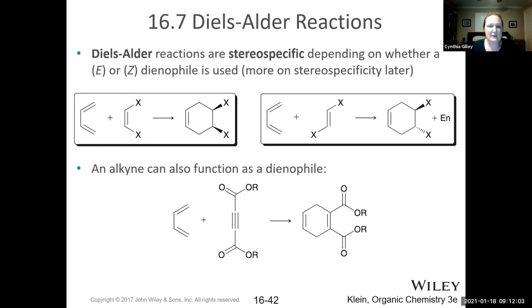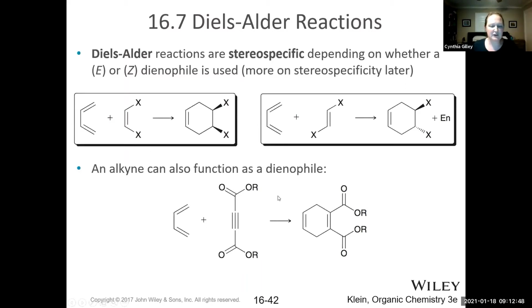Diels-Alder reactions are stereospecific, and depending on whether or not you use a Z or an E alkene, the stereospecificity will translate to the product. So for example, a Z or a cis alkene will end up with a cis disubstituted product, and an E or a trans alkene will end up as a trans disubstituted product. Notice that this product says plus enantiomer and this one doesn't. And that's because this structure has an internal plane of symmetry and is a meso compound and is overall achiral, so it cannot have an enantiomer.